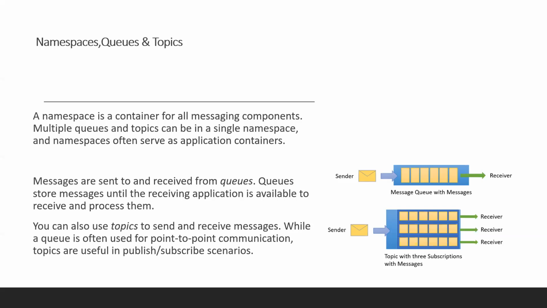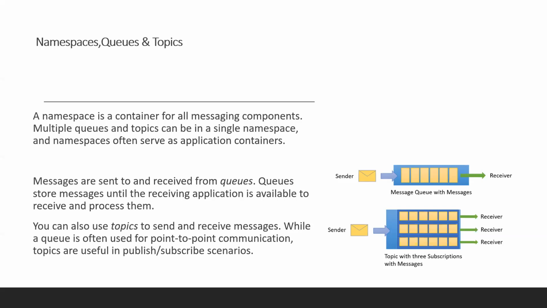What are topics? You can also use topics to send and receive messages. While a queue is often used for point-to-point communication, topics are useful in publish-subscribe scenarios. You can see in the diagram a topic with 3 subscriptions with messages. You can see 1 sender and 3 receivers.